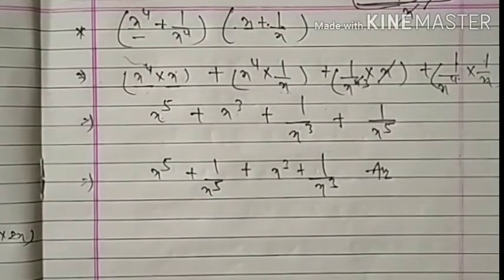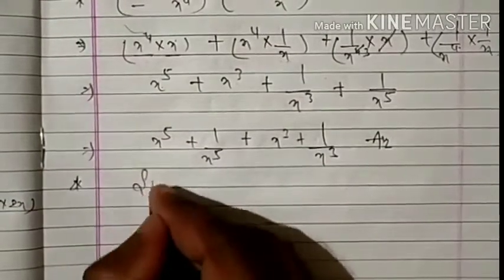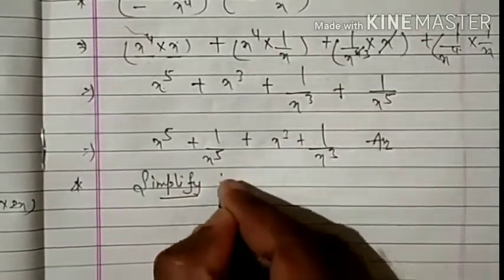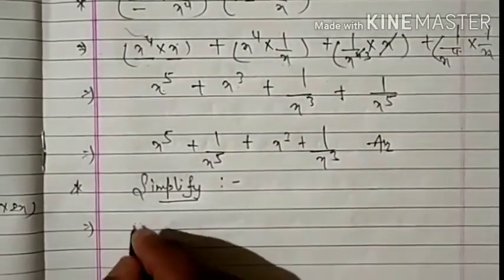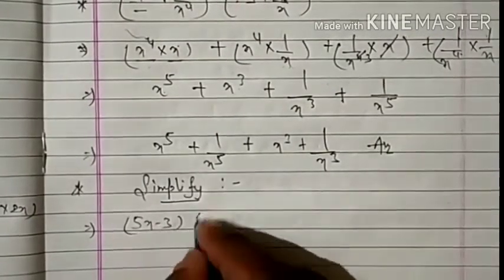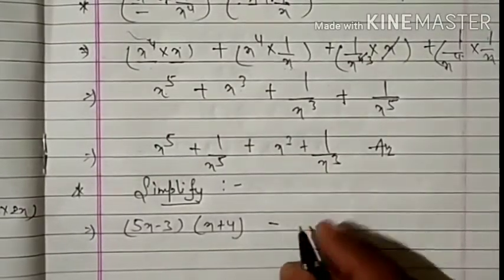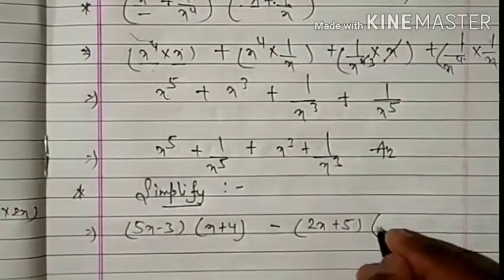Let's take one more example. That is a very important example. Simplify. The question is 5x minus 3 multiplied to x plus 4, minus 2x plus 5 multiplied to 3x minus 4.